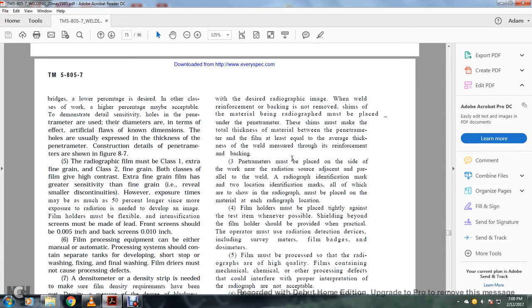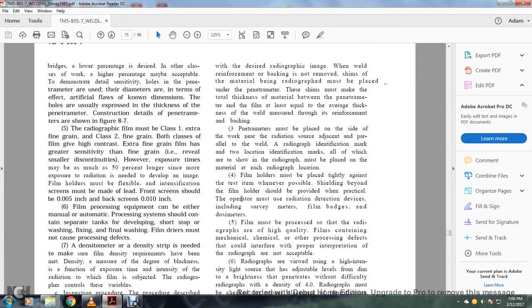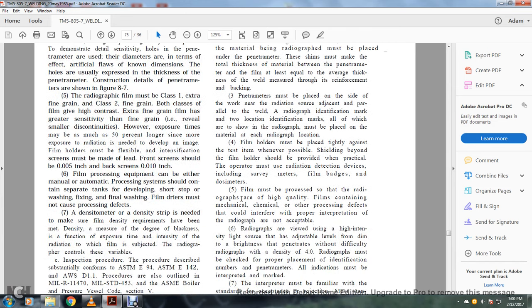Alright, penetrameters must be placed on the side of the work near the radiation source, adjacent to the weld, with the radiographic identification mark and the two location identification marks. Also, markers for the area to show on the radiograph must be placed on the material at each radiograph location. Film holders must be placed tightly against the test item whenever possible.